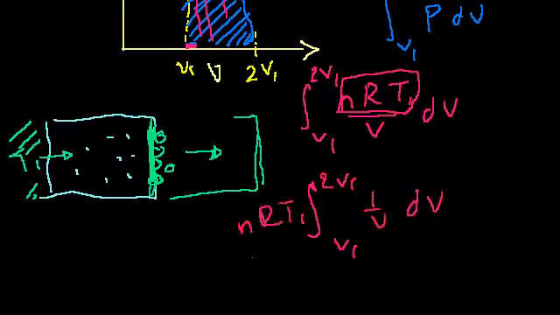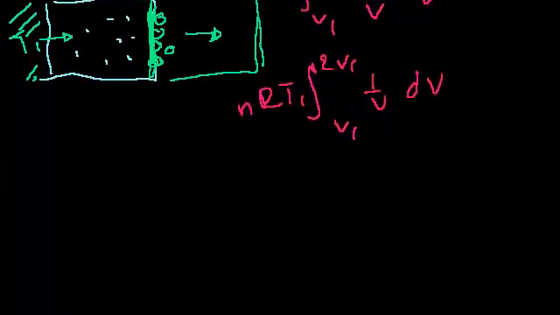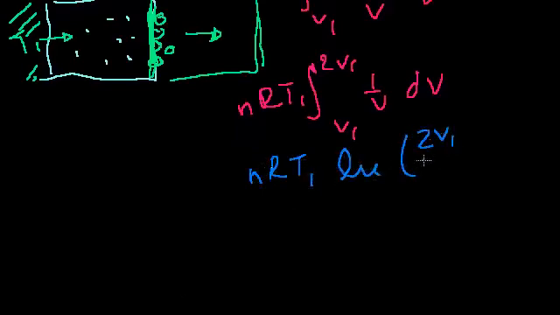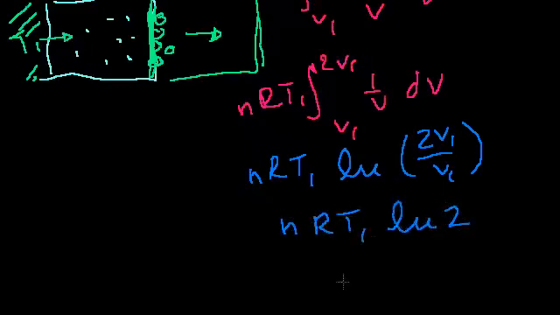I've done this integral multiple times. So this is equal to, I'll skip a couple of steps here because I've done it in several videos already, the natural log of 2V1 over V1, right? The antiderivative of this is the natural log. You take the natural log of that minus the natural log of that, which is equal to the natural log of 2V1 over V1, which gives nRT1 times the natural log of 2.